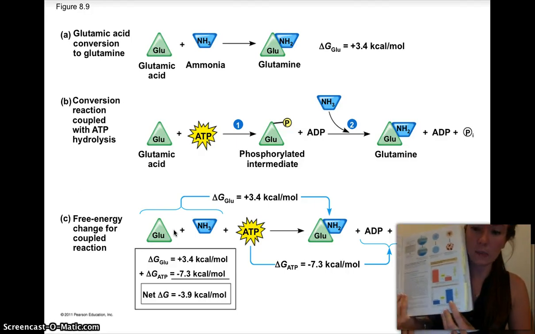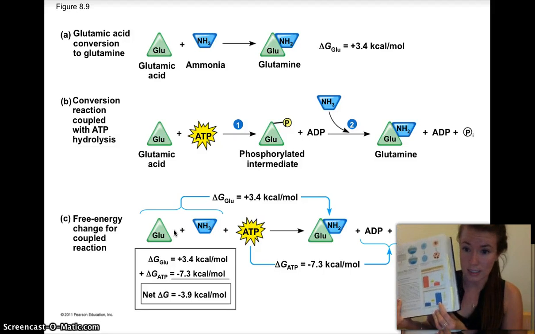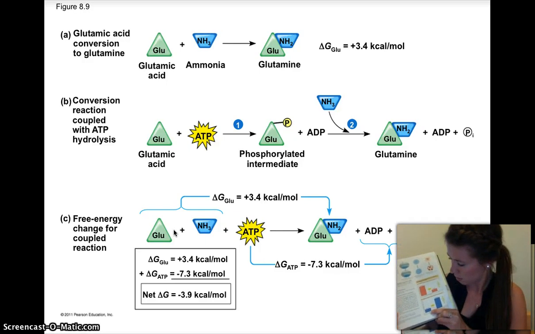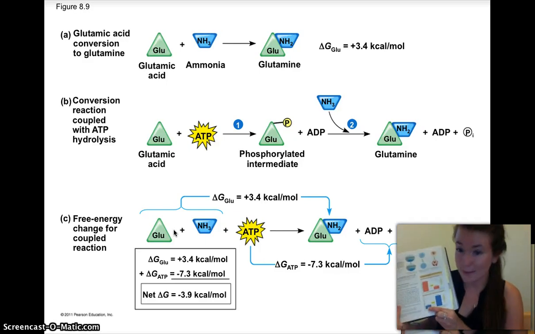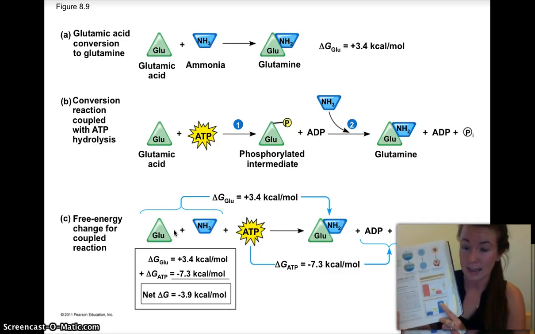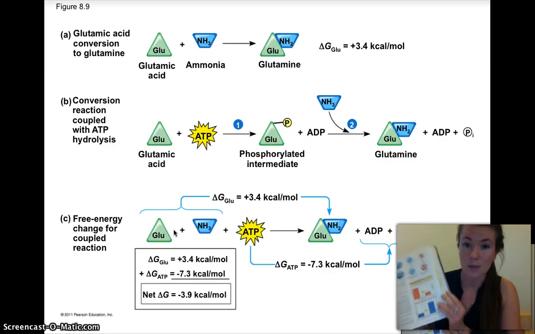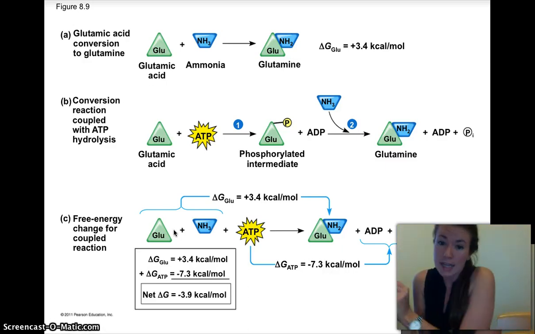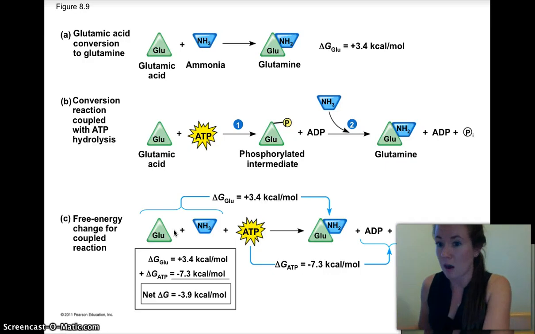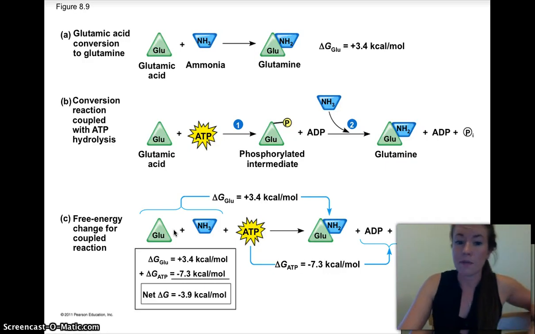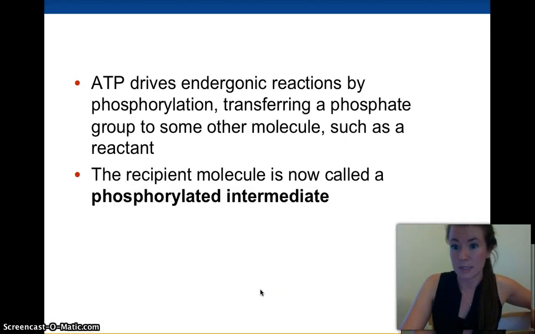So here's the reactants. In both cases, glutamine and NH3 have the same amount of free energy at the end. Oh, I'm sorry, that's backwards. This is the beginning. At the beginning, they have the same amount of free energy. At the end, they have the same amount of free energy, regardless of whether or not ATP was involved. So it's always going to be plus 3.4. And ATP to ADP plus phosphate is always going to be minus 7.3. So if overall we still have a negative net delta G, then the reaction is going to happen, and it's going to be spontaneous.